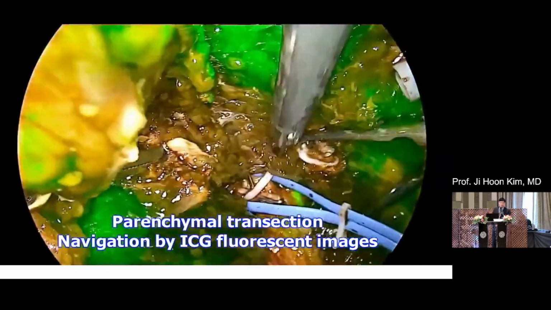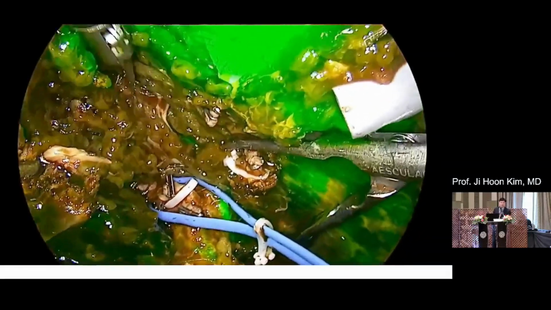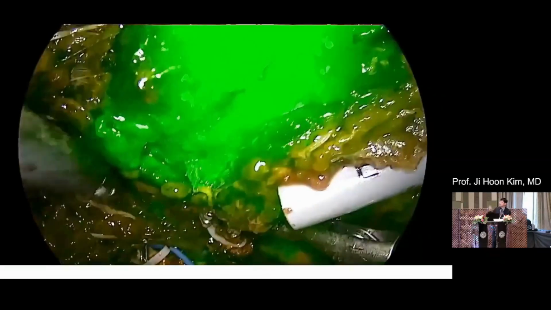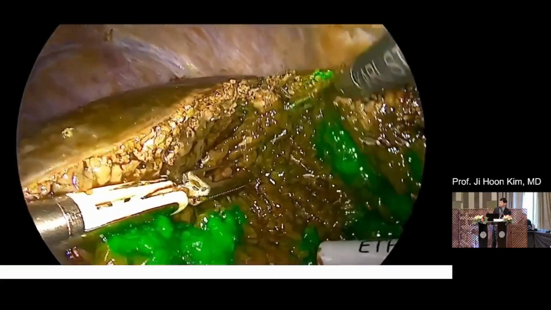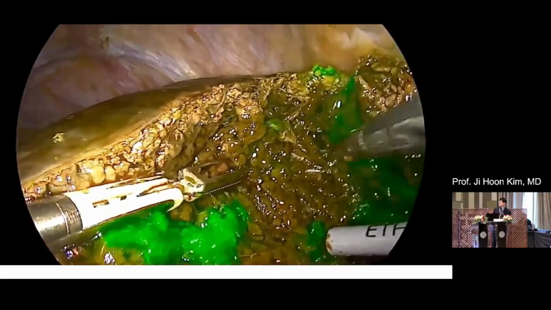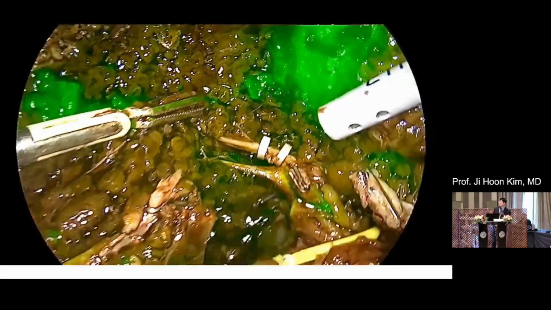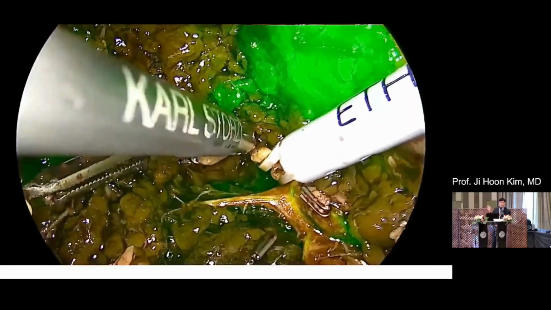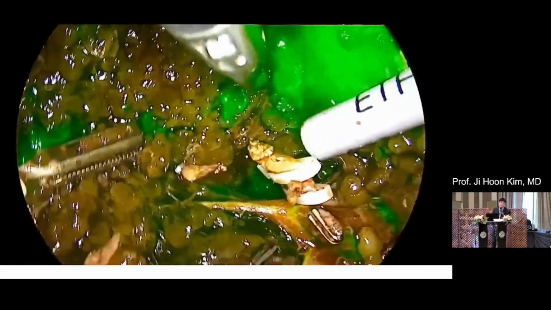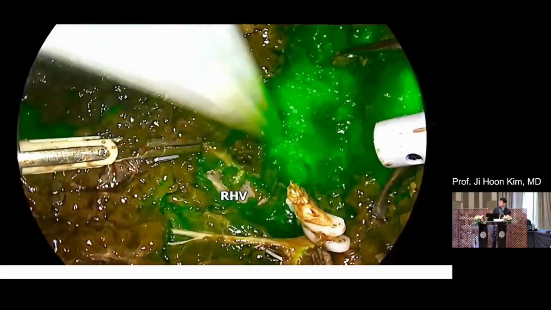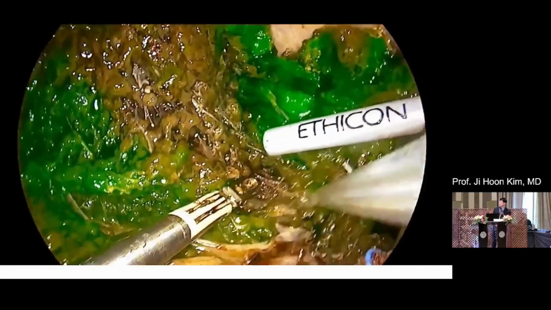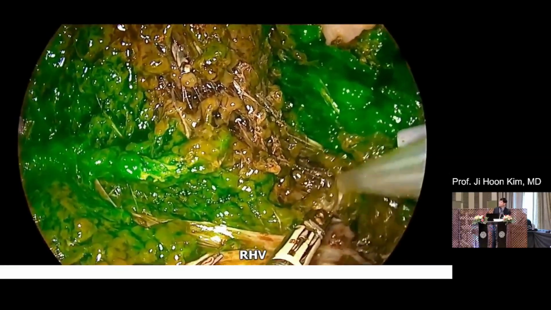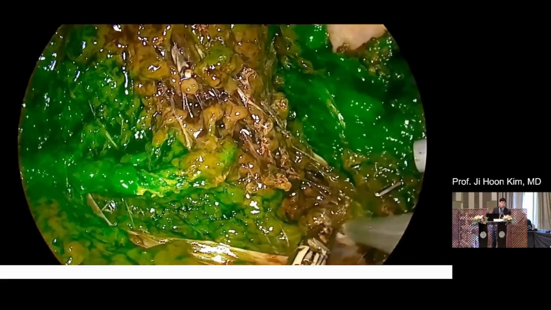Sometimes we use the sealer like this. During parenchymal transection, there is no bleeding, no bile leakage. The sealer is like this. Without ICG and 3D reconstruction imaging, this type of dorsal resection is a very difficult procedure. But with the right hepatic vein here, you can identify the exact plane between the dorsal and ventral right posterior section, like this.